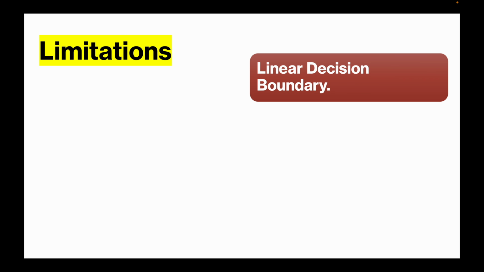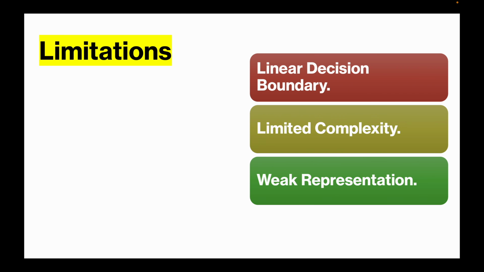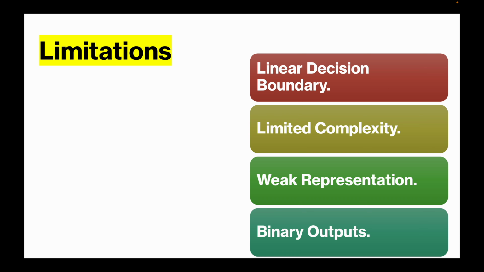Limitations of perceptron. Linear decision boundary. Perceptrons cannot solve non-linear problems like XOR. Limited complexity. Perceptrons cannot learn hierarchical patterns. Weak representation. Perceptrons struggle with images, speech, and language. Binary outputs. Perceptrons are mostly limited to yes or no decisions. Hence, these are some of the limitations of perceptrons.